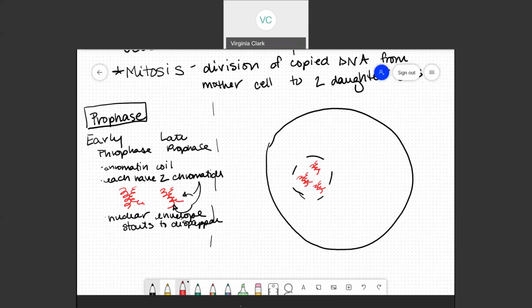You'll also start to see your centrioles in the cell. These will be more clear. Remember, these centrioles are going to be at 90 degrees from each other. So this is what you'll see with prophase. Then early and late. Early, you'll have a more clear nuclear envelope, and then by late prophase, your nuclear envelope will have disappeared. That's what will happen in prophase. The next phase after prophase is going to be metaphase.